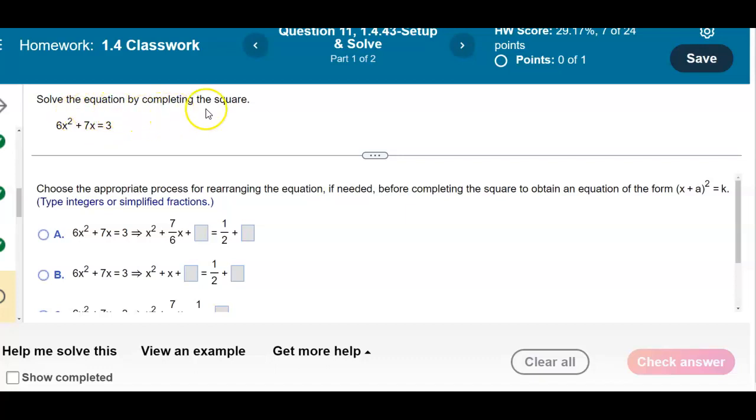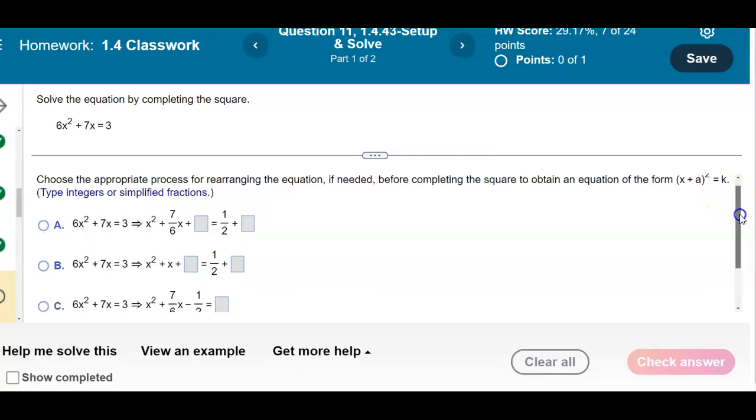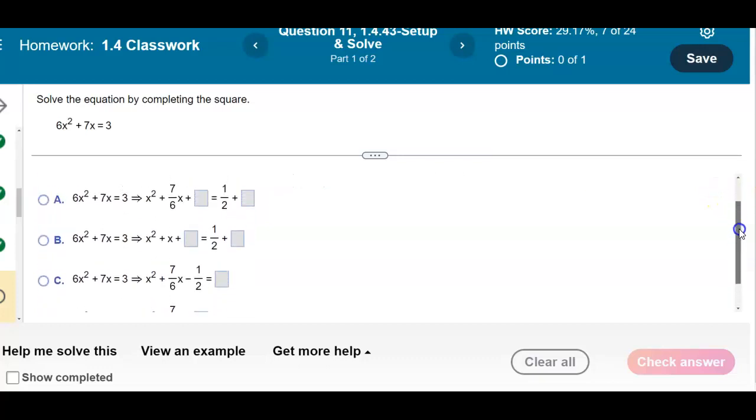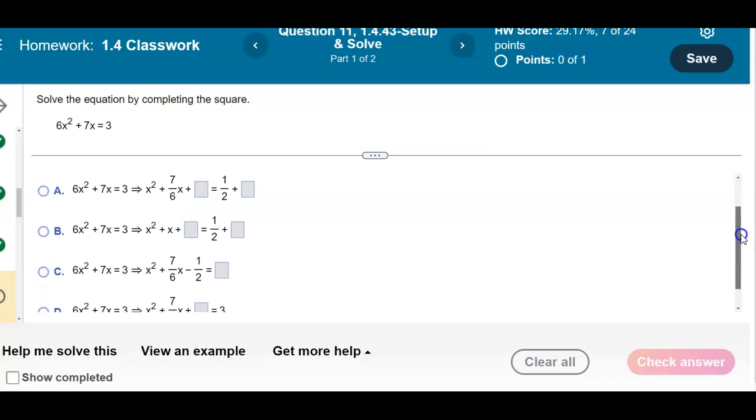Solve the equation by completing the square. Here's our question: 6x squared plus 7x equals 3. The first thing they want us to do is choose the appropriate process for rearranging the equation, if needed, before completing the square to obtain an equation of the form (x plus a) squared equals k. So we need to put it in that particular form, and figure out which one of these options it's going to be.